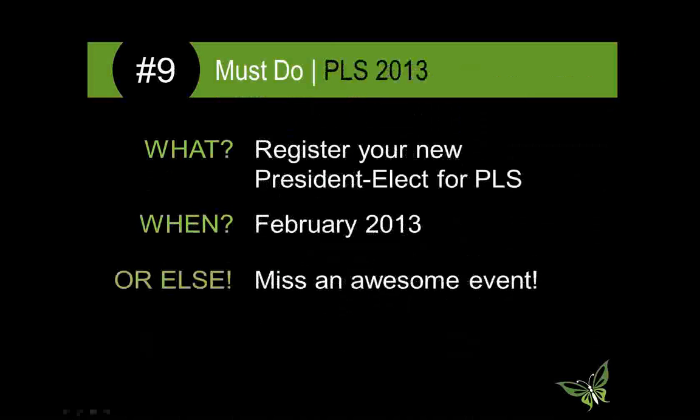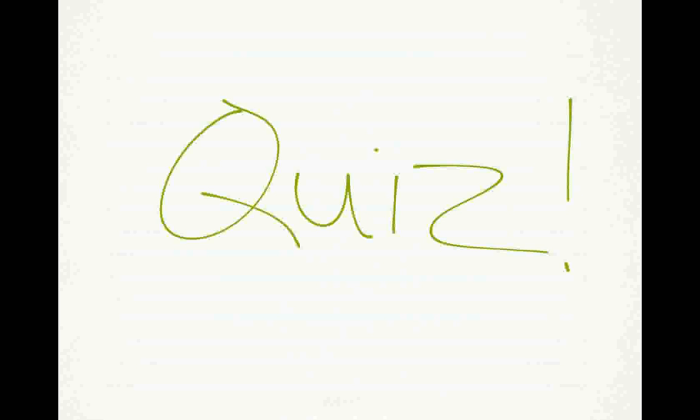And number 9, must-do. This is the end of the must-dos: you need to make sure, just as you are all coming to PLS, that your next president-elect coming in is going to be registered. The registration information typically goes out even earlier than February, but we want that information by February. It's so important. This is a great event, and we want everyone who is going to be a president to take part in it. So we hope that you will take heed on that. So that ends the must-dos.